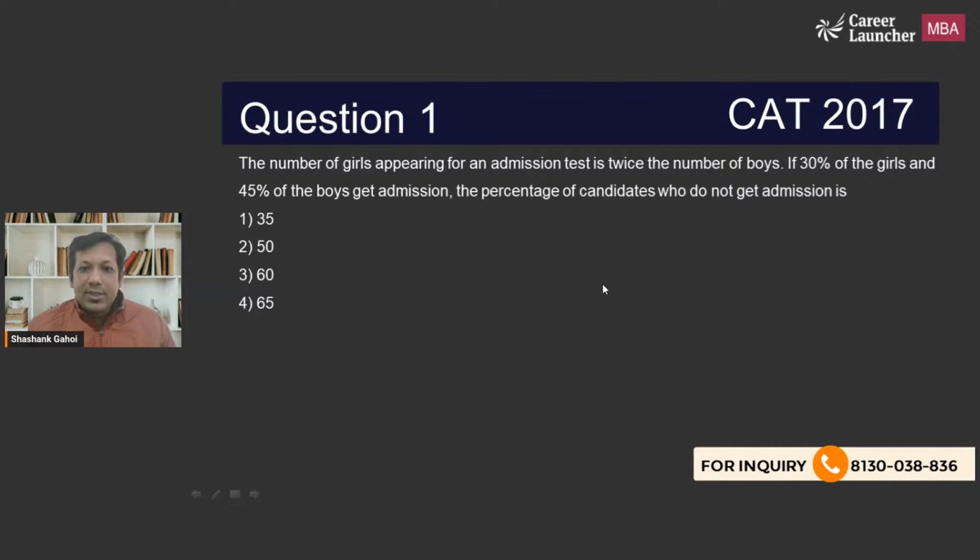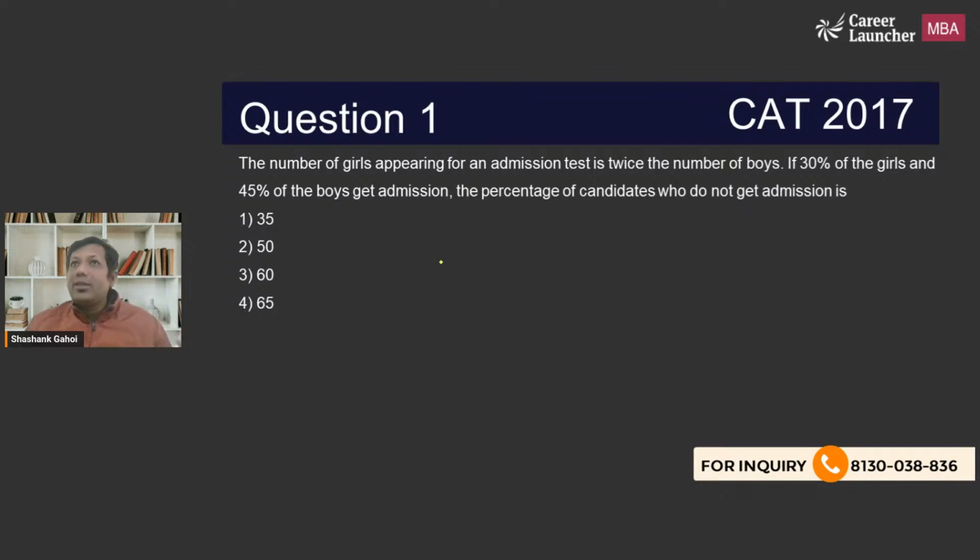that came in 2017. So what does this question say? It says the number of girls appearing for an admission test is twice the number of boys. If 30% of the girls and 45% of the boys get admission, the percentage of candidates who do not get admission is how much? So basically, all the values are given in terms of percentage, and the question is also talking about the percentage. So what should be the approach?